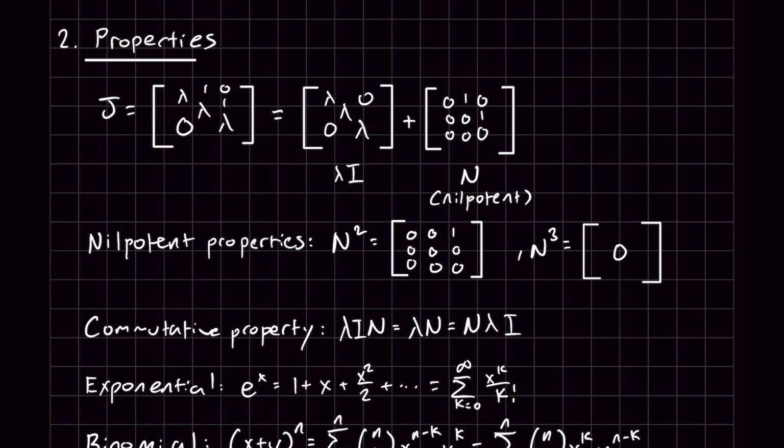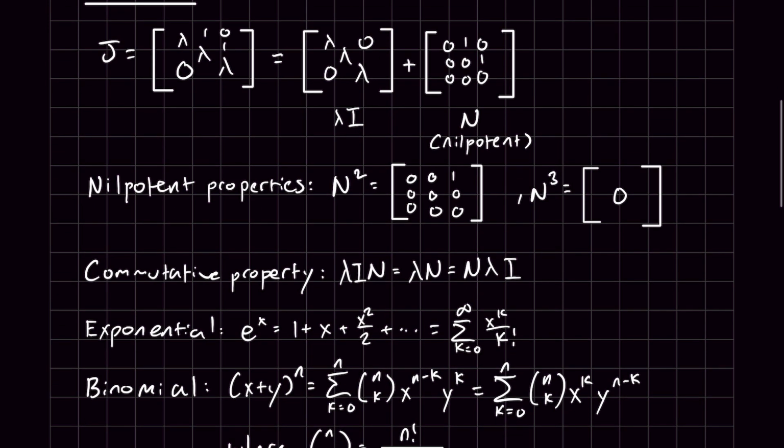Okay, and then you also need to know the commutative property, which is that an identity matrix times any matrix can be swapped around, and lambda is a scalar. So this isn't strictly commutative, but it's just some math properties. So these are all equivalent.